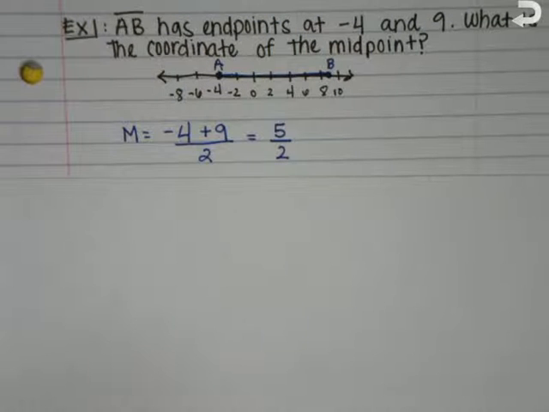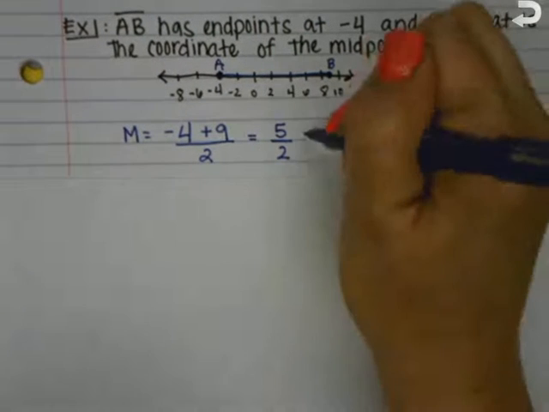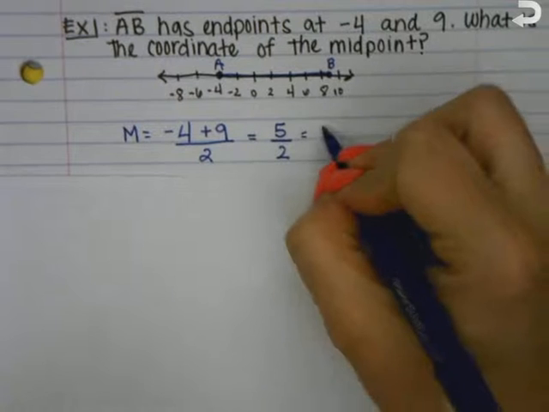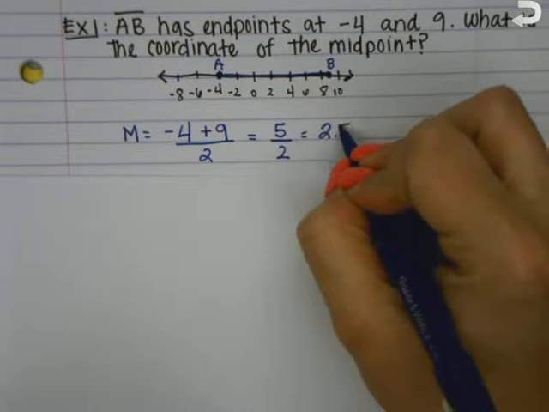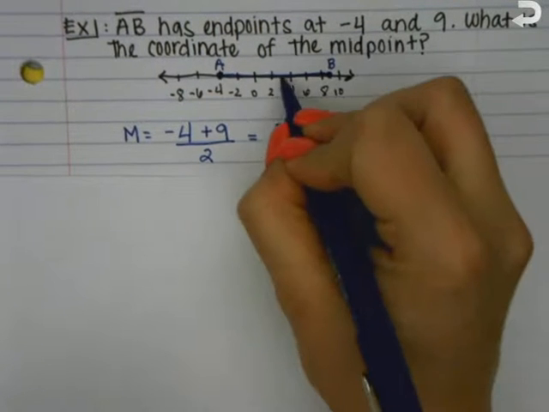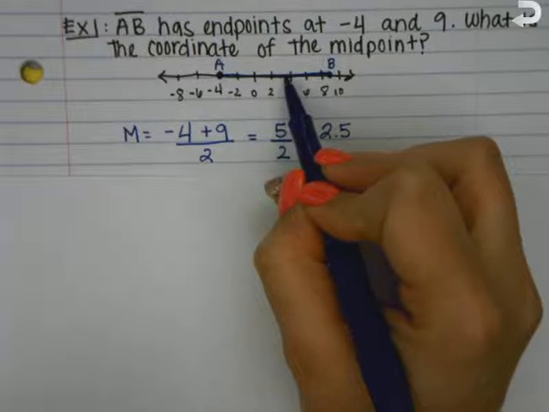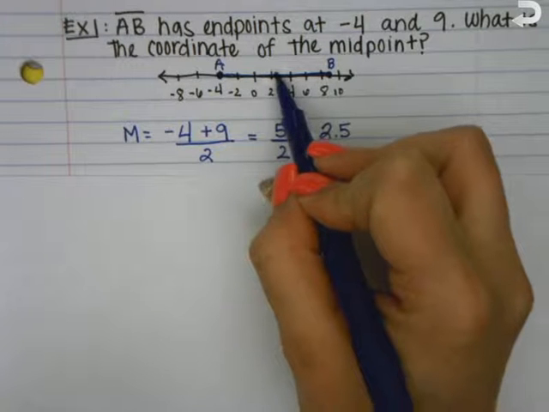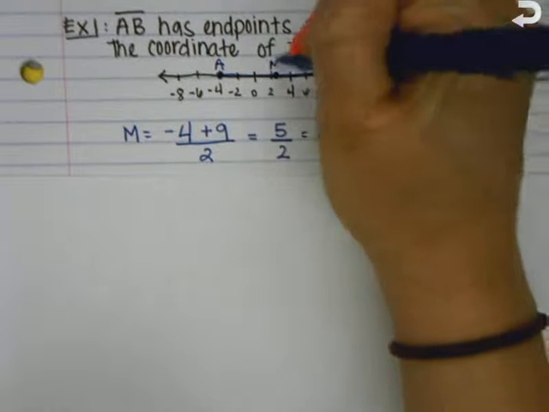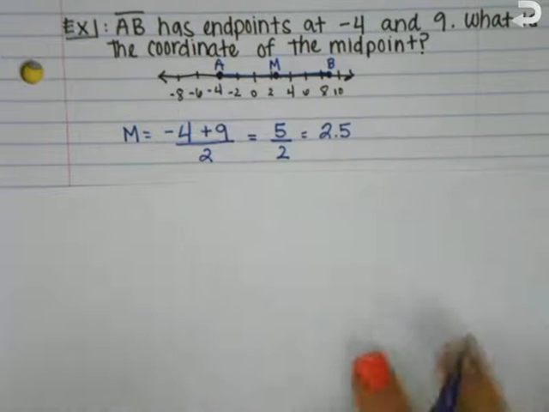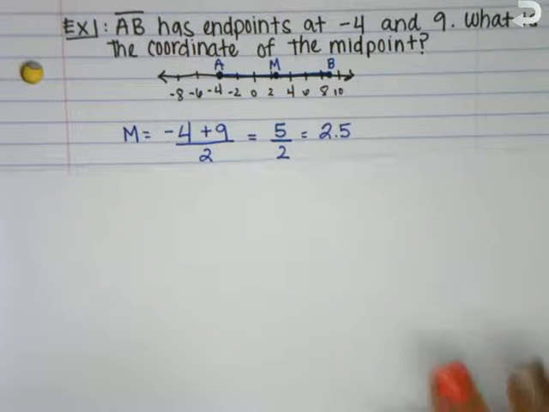Double check that. Okay, now 5 divided by 2 doesn't help me much when I'm trying to put that on the number line. 2 goes into 5 how many times? 2 times, and then we get 1/2 left, so 2.5. So our midpoint is halfway between 2 and 3, and we label that M. Does that look like 2 congruent segments? Yeah, they are.